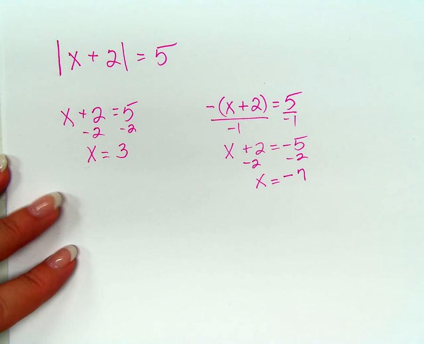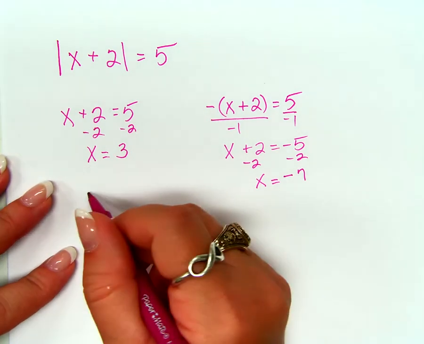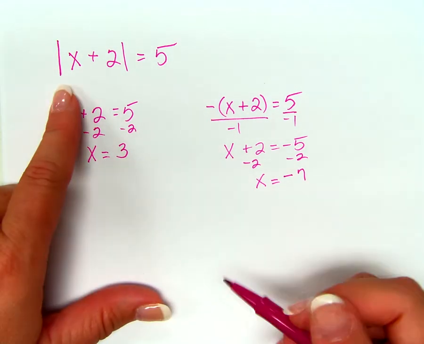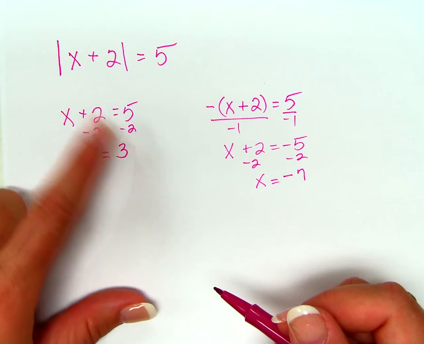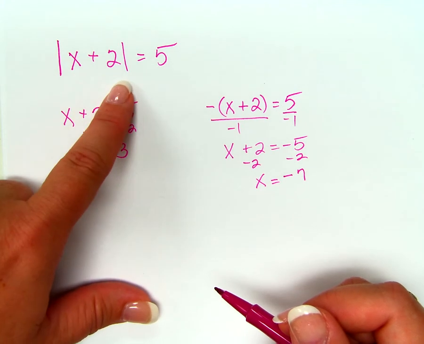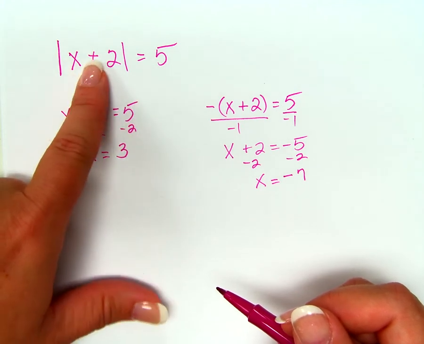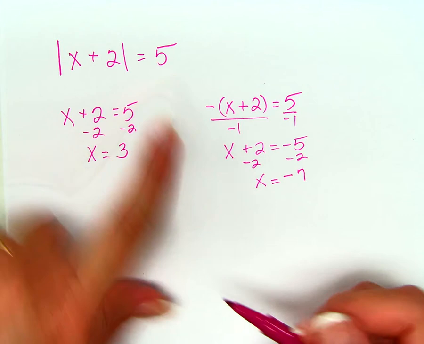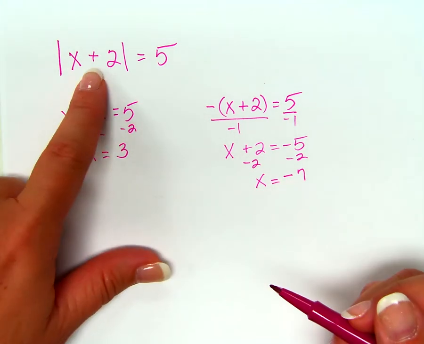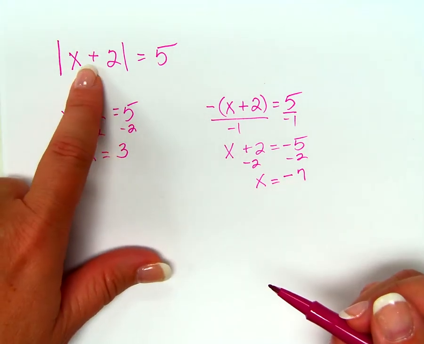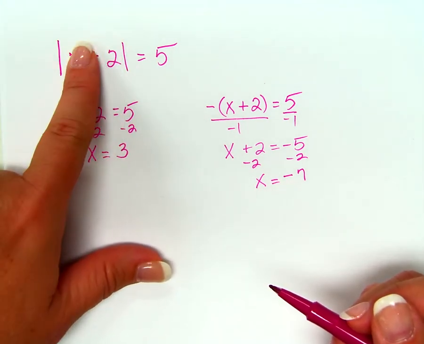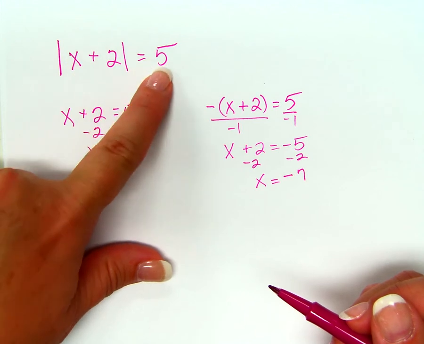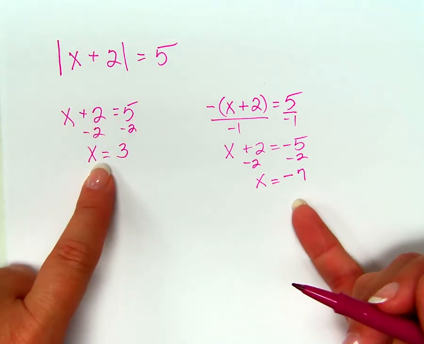And to kind of give us a visual representation of our solution, what did we do with it? Well, we plugged it in to check it. Right, you're right. No, we need to do that first. So I said 3 plus 2, 5, absolute value of 5. Does 5 equal 5? Yes. Negative 7 plus 2? Negative 5. Negative 5, absolute value of negative 5? 5. Does 5 equal 5? Yes. So I know those two are right.